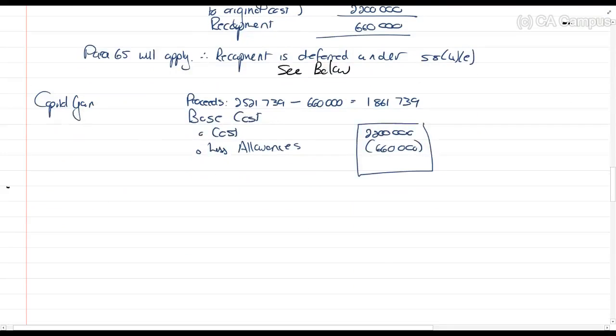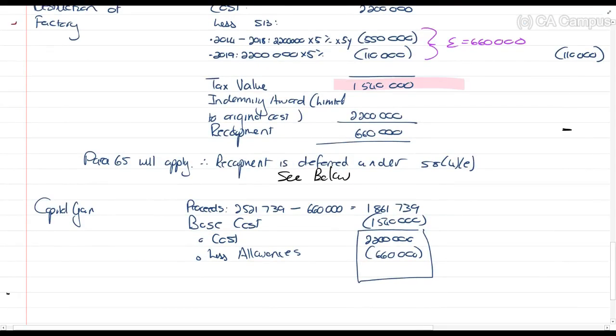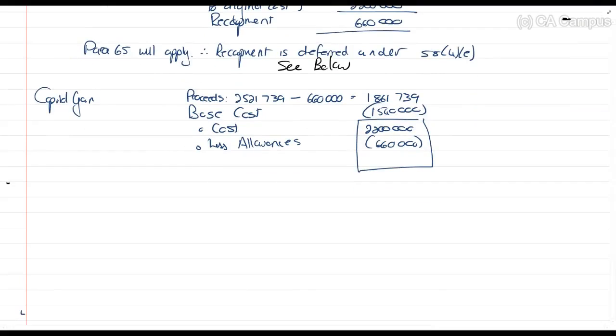Okay, and that gives us a base cost of 1540, which again you can see works out to be the same as our tax value, which usually is the case. But remember, base costs are actually calculated. You have to consider other costs here as well. If there are other costs, then it won't work out in that same way, obviously.